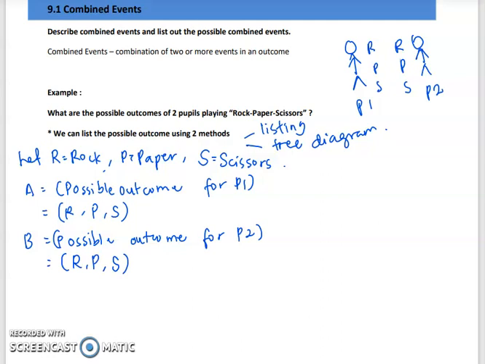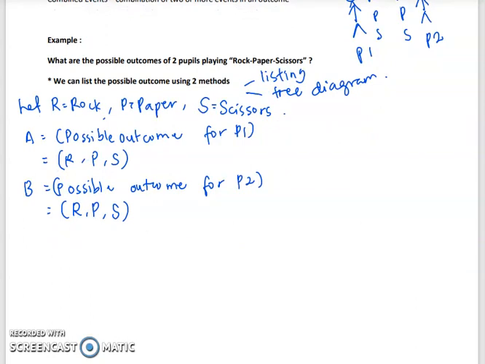But we don't want to see the outcome individually, because they are playing the game at the same time, right? So we will list out the number of possible outcome for the two students, which will be represented by letter S. So S is known as sample space, or also known as the number of possible outcomes.